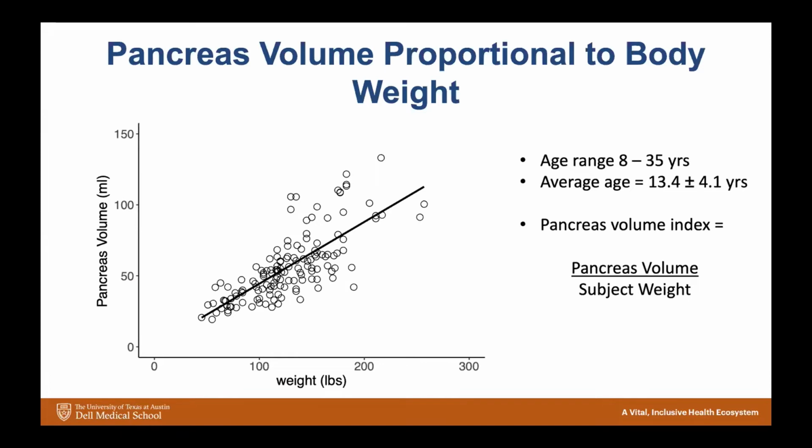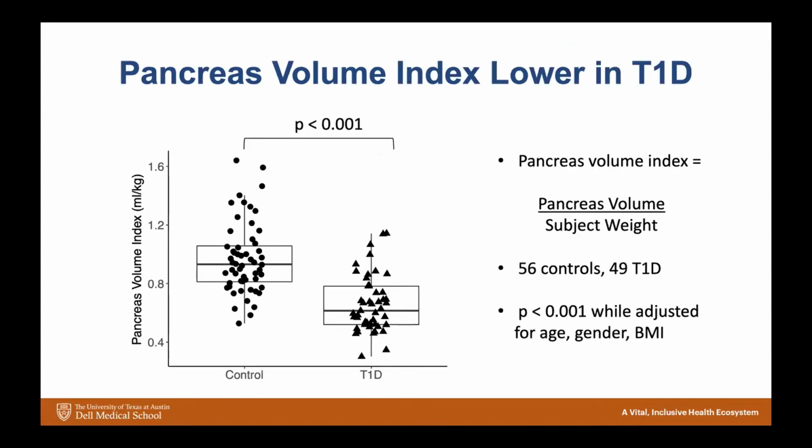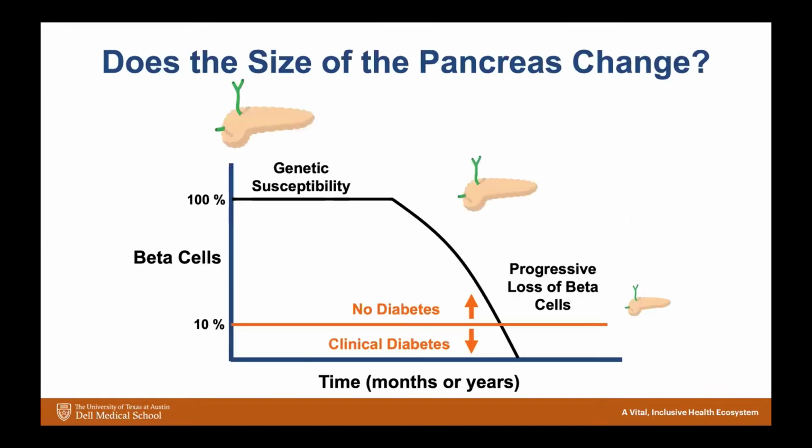So most of the measurements I'm going to show for the remainder of this talk are going to be a pancreas volume index. That's simply the pancreas volume divided by the subject weight. So it's the pancreas volume in milliliters. We divide that by the subject weight. And when we do that, we find that the pancreas volume index in controls averages about 1. So it's about 1 milliliter of pancreas per 1 kilogram of body weight. Now those individuals who have type 1 diabetes, their pancreas size is significantly smaller. So that pancreas volume index is decreased by about 30%. And that remains when we adjust for age, gender, BMI, any of a number of clinical correlates.